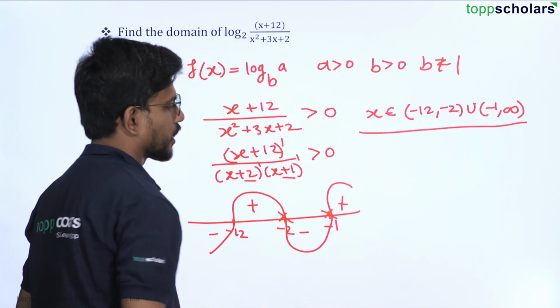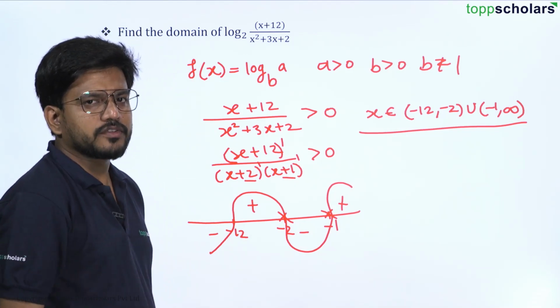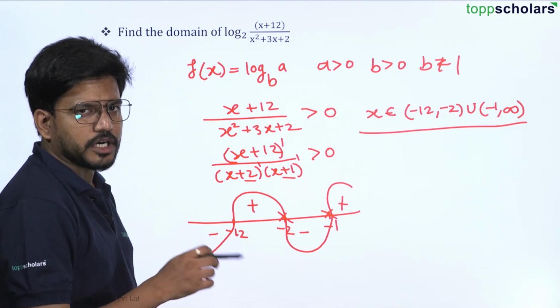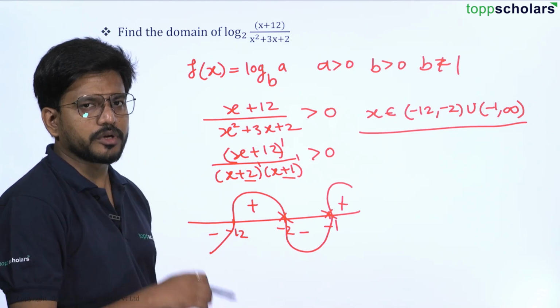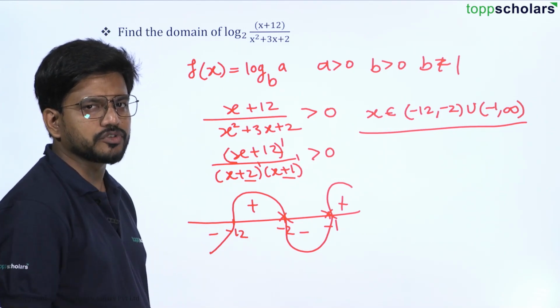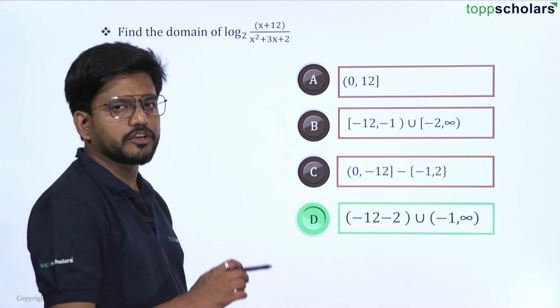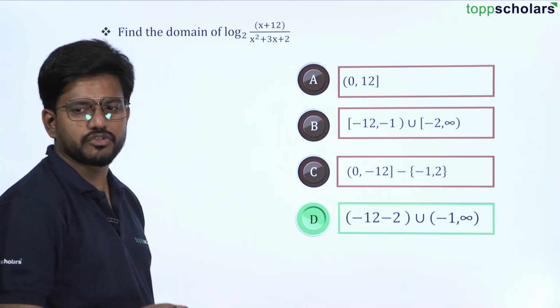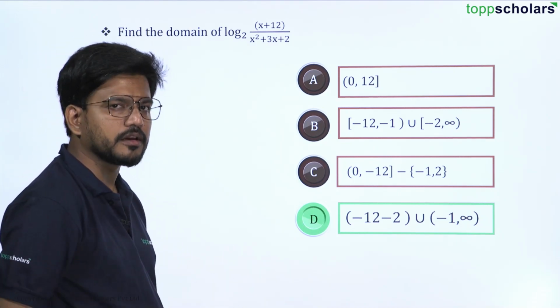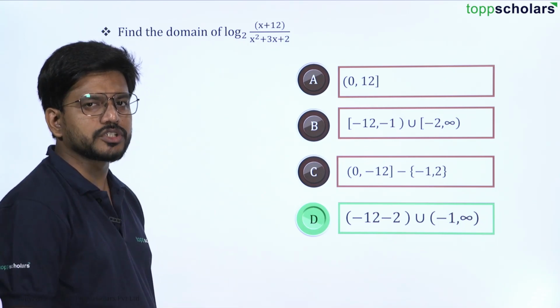That has to be your correct answer. Anyways, the values of x which are going to give 0, those are not included in the domain. So, the correct answer to this question has to be, let us check, option D. Option D, minus 12 to minus 2 union minus 1 to infinity. Pretty simple, right? Okay, moving on to the next question.